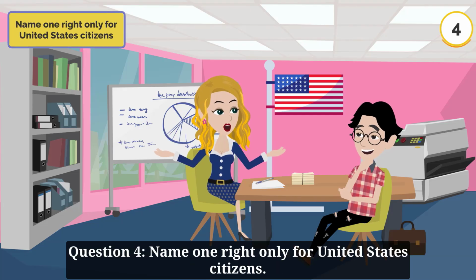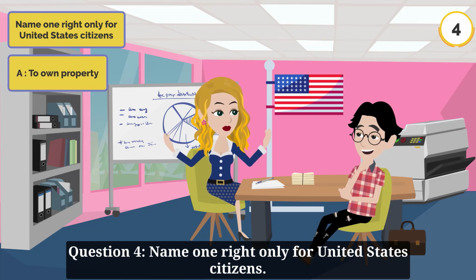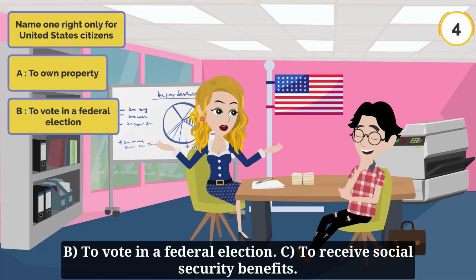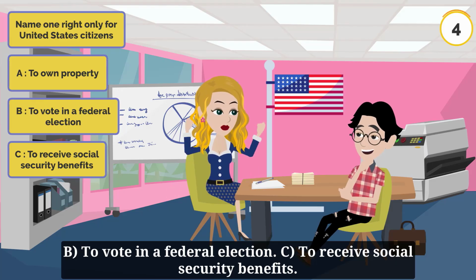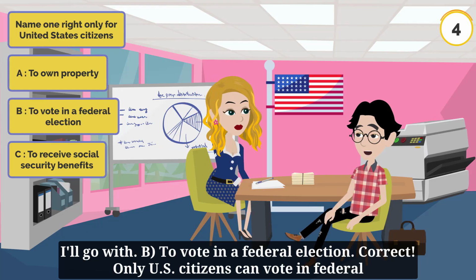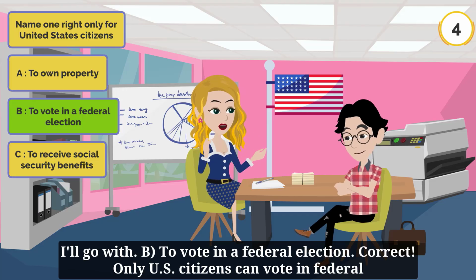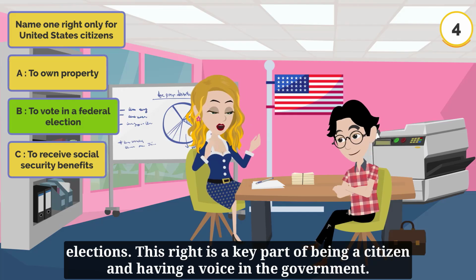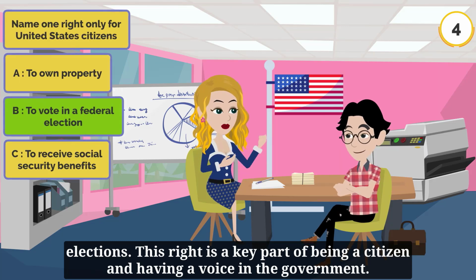Question 4. Name one right only for United States citizens. A. To own property. B. To vote in a federal election. C. To receive Social Security benefits. I'll go with B. To vote in a federal election. Correct. Only U.S. citizens can vote in federal elections. This right is a key part of being a citizen and having a voice in the government.